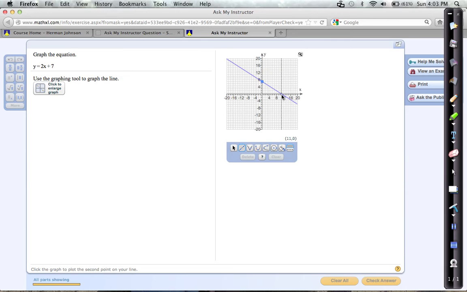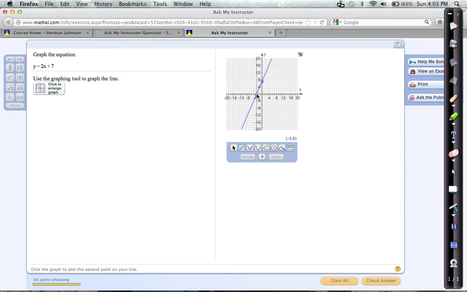Unfortunately, the x-intercept for this is -3.5, and as we look at the tool, we go from -3 to -4. We don't get that 0.5, so we're going to have to use another point along that line.